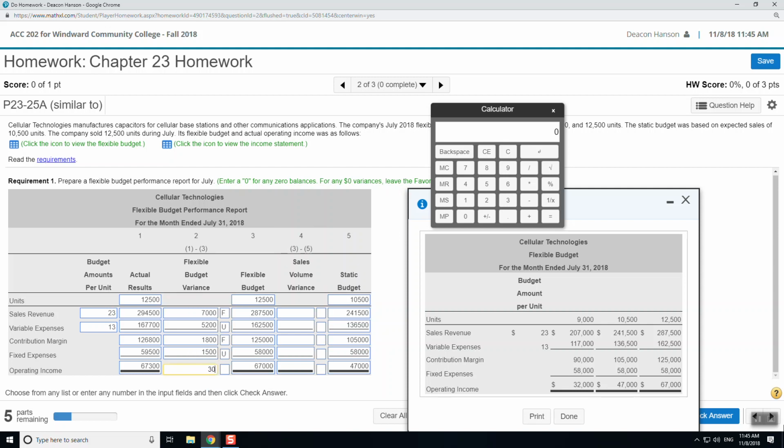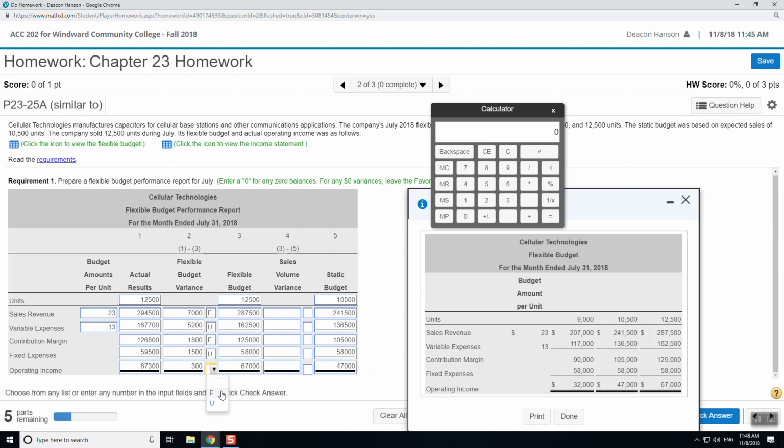So in the end, your operating income is 300 more than what your flexible budget said it would be. And anytime income is more than what you budgeted, that's a favorable situation. So I gave it an F for favorable. Okay. Does that make sense?